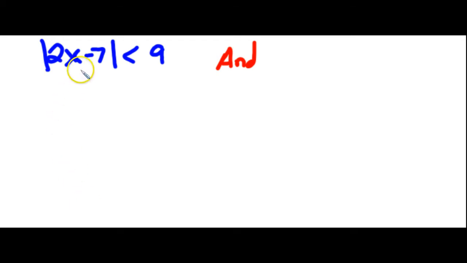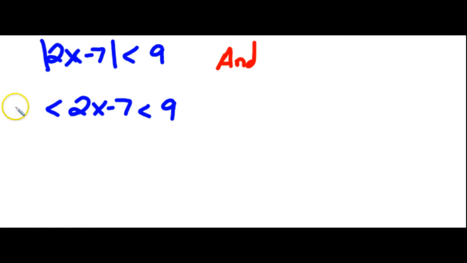Okay, so to solve this, we're going to rewrite this as a compound inequality. 2x minus 7 is less than positive 9. 2x minus 7 then must be greater than negative 9. For the distance between 0 and this is less than 9 places away, so either negative 9 or positive 9.